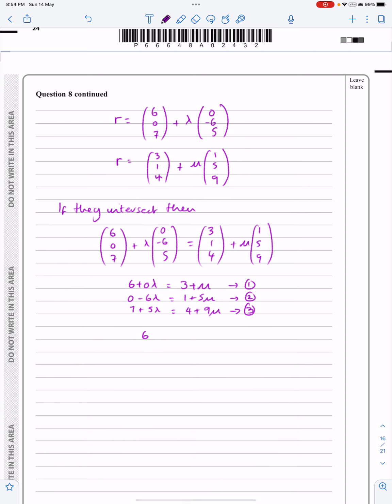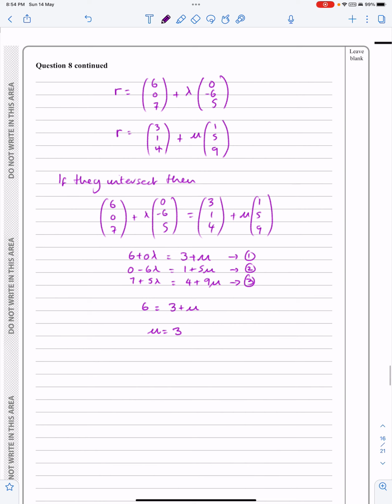So number 1 gives us that 6 is equal to 3 plus mu, so mu is equal to 3. And if I put that into number 2, let's slow this down. From equation 1, we get that mu is equal to 3. Sub into 2. I've left 3 completely alone on purpose so that that can be my check for the last part of this. So in number 2, I'm going to get minus 6 lambda is equal to 1 plus, in this case, 15. So lambda is going to be 16 over minus 6, so lambda is going to be minus 8 over 3.